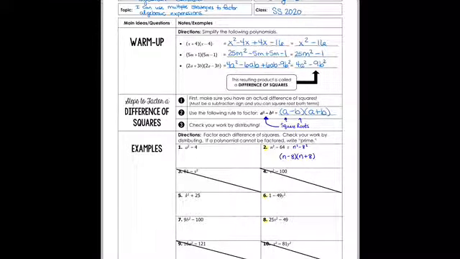All right, let's do number 6 as an example. Okay, 1 is 1 squared. 49 is 7 squared, and y squared is y squared. So this is 1 squared minus 7y squared. So my first term is 1, and my second term is 7y. So this becomes 1 minus 7y times 1 plus 7y.